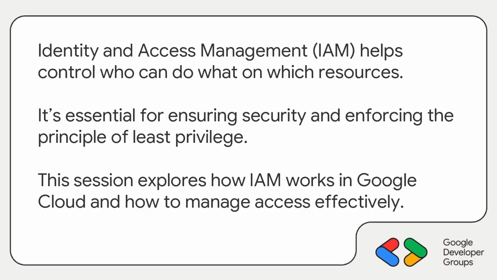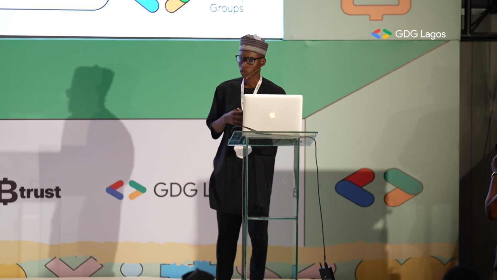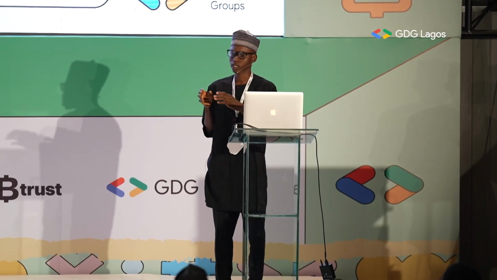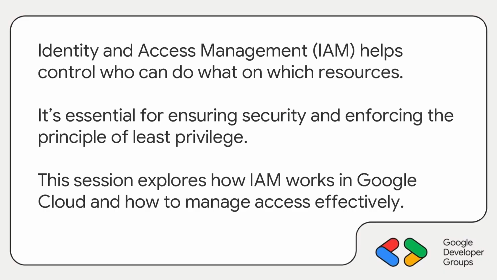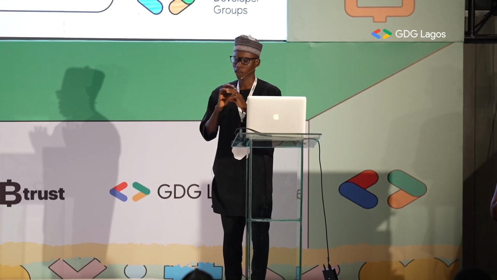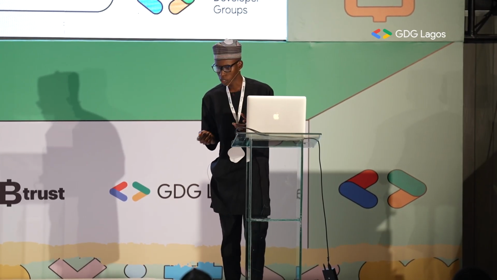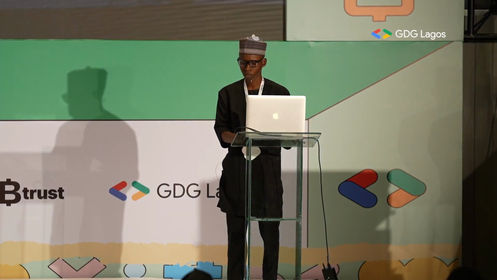Identity and access management defines who can do what on specific resources. So you don't have the entire access in an organization. You are given access according to the permission given to you. So it's critical for security and enforcing the principle of least privilege. This privilege means giving the access you need to do your job, and after that, nothing more. So this session explores how IAM in Google Cloud works and how to implement it efficiently.